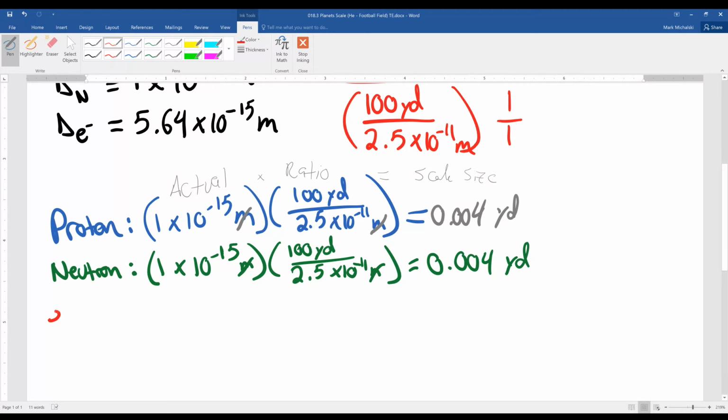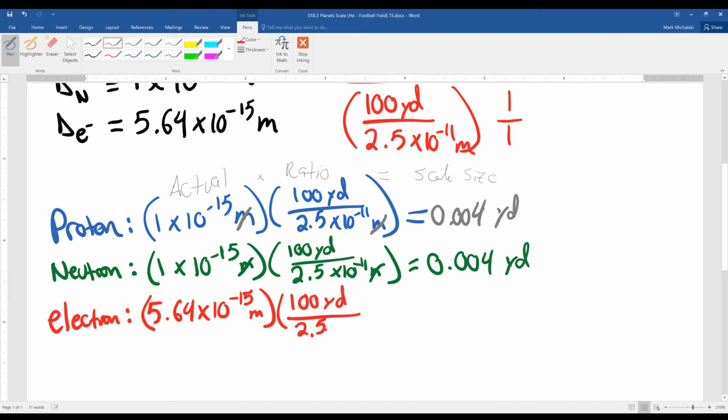So the electron, we do have to do a little bit differently. Rather, we do the same process, but we're going to get a different number. And so now we're going to take the actual size of the electron. So that's my 5.64 times 10 to the negative 15 meters. And I'm still going to multiply by the exact same scale, or ratio rather, 100 yards over 2.5 times 10 to the negative 11 meters.